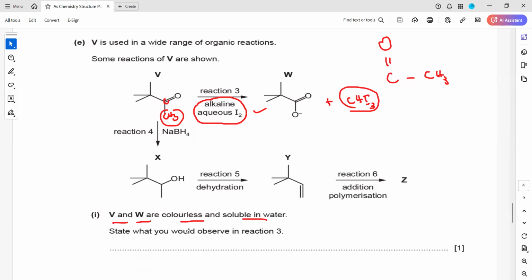State what you would observe in reaction 3. In reaction 3, as we know, alkaline aqueous iodine is a triiodomethane reaction, which will give a yellow precipitate because of CHI3. So what we'll observe is a yellow precipitate.